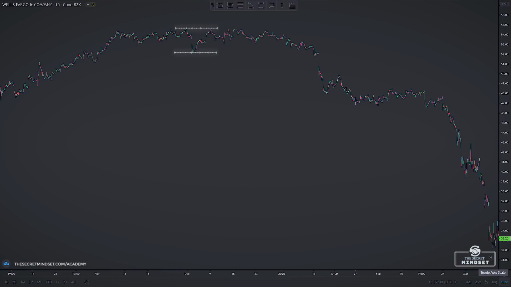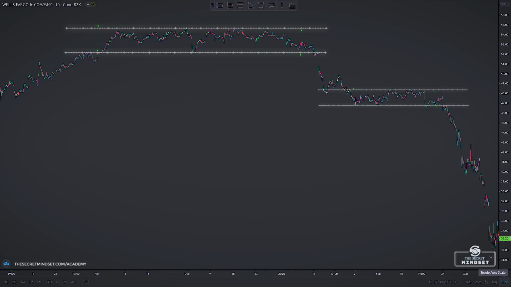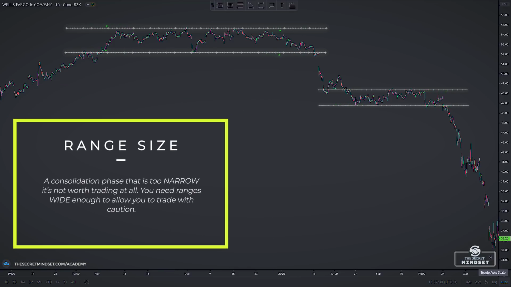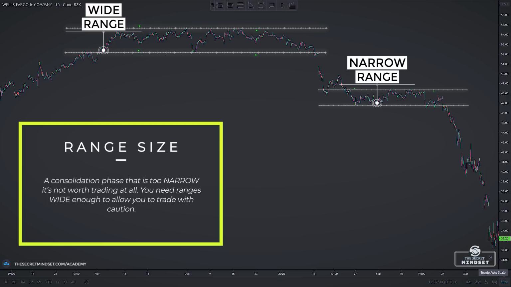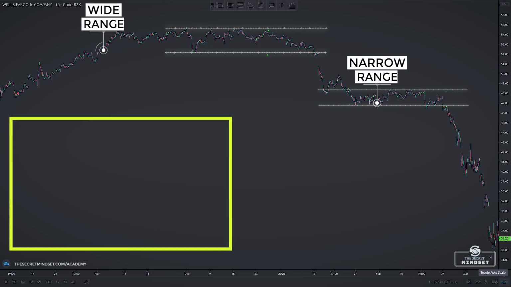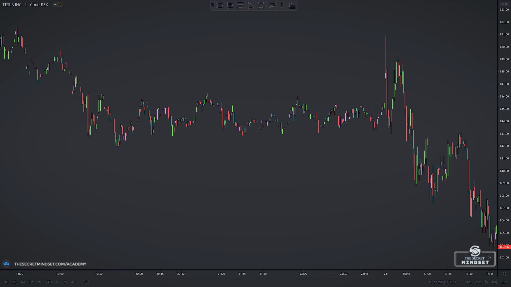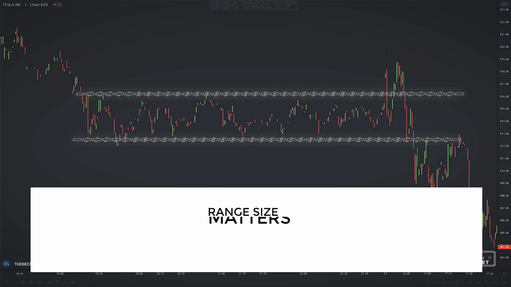Identifying the range is practically marking out your battlefield, meaning how much of a playing field do you actually possess. And this is very important because a consolidation phase that is too narrow is not worth trading at all. You need ranges wide enough to allow you to trade with caution. The wider the range, the more space you technically have to take and manage your trade.